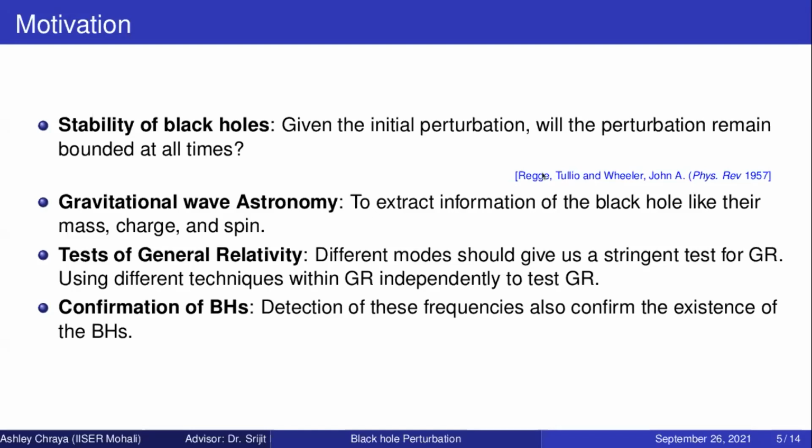And the second motivation is that we can use these ring down phases for our gravitational wave astronomy so that we can extract and constrain information about black holes, like their mass, spin, and charges. And the third is that we can test general relativity, because we have different modes, and by these different modes we can give a stringent test to GR and say whether a modified gravity theory is required or not. And lastly, we all know that we can confirm black holes by these calculations.